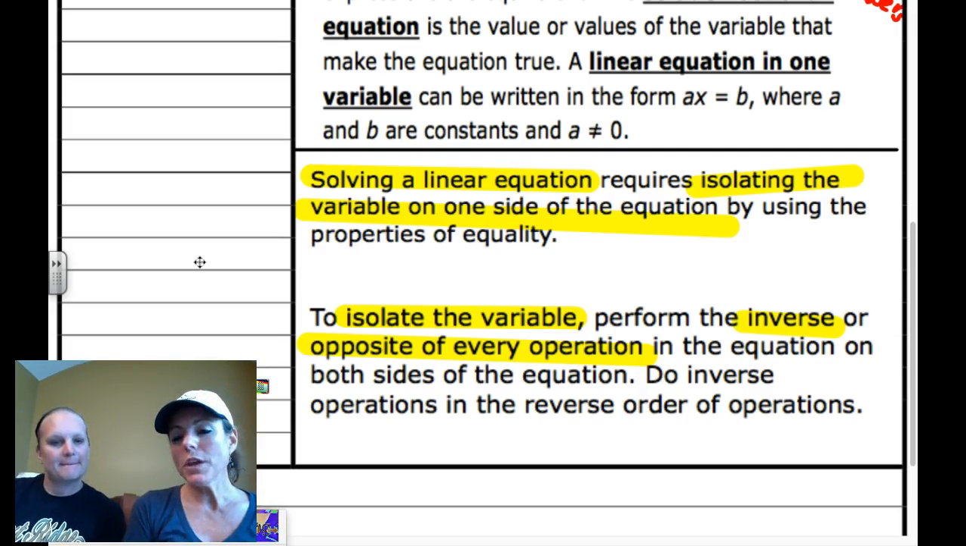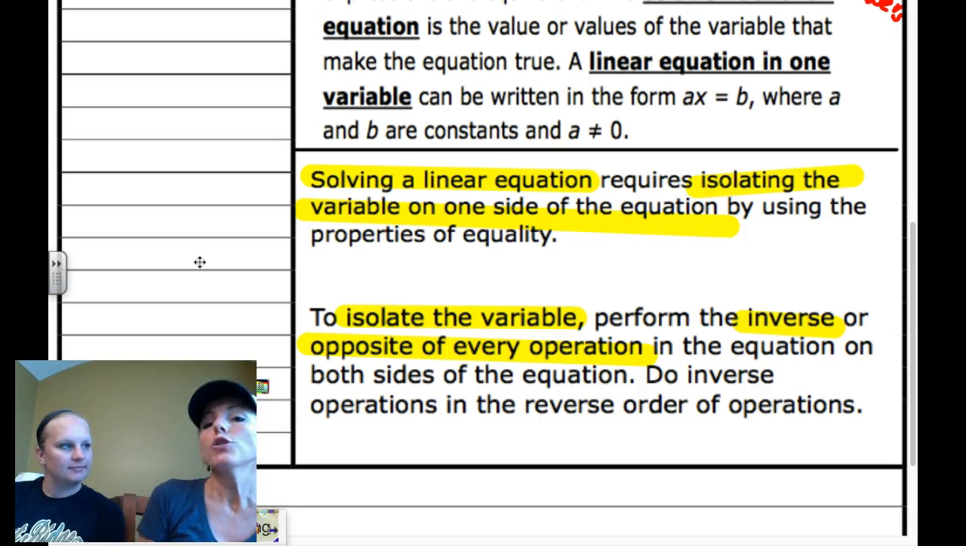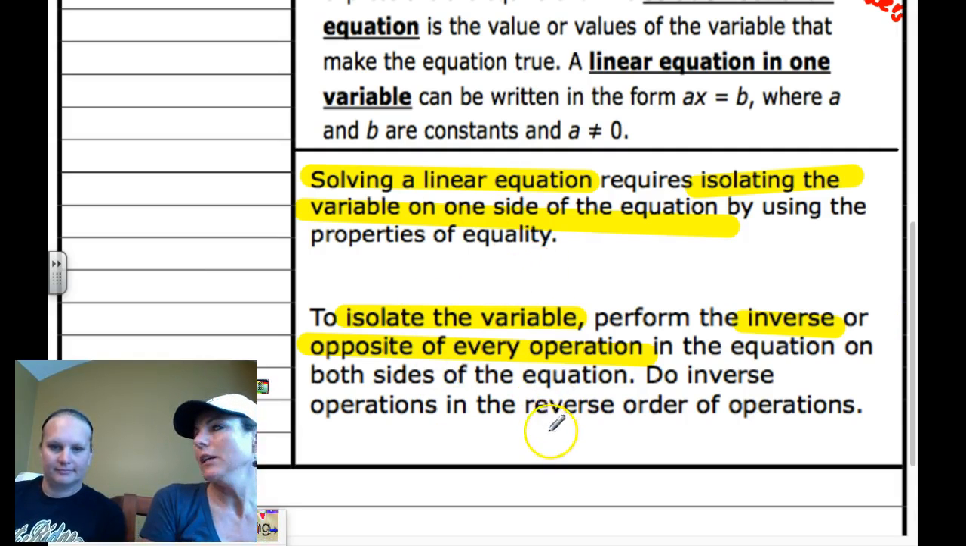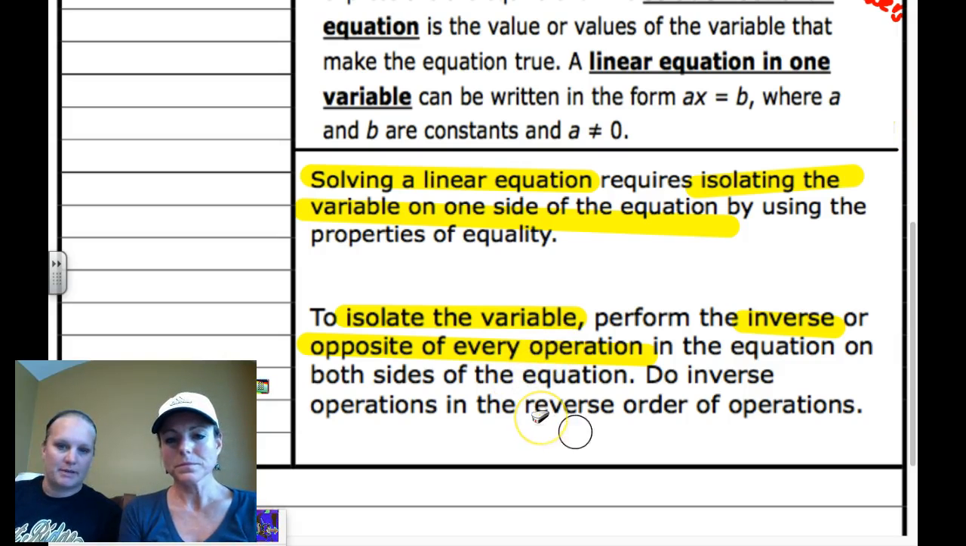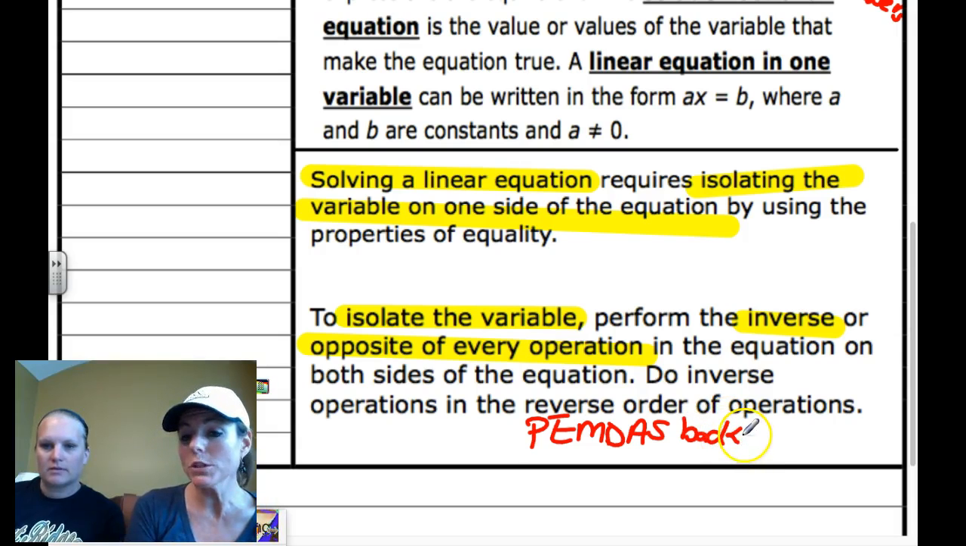Now, one more thing I want to point out. You're going to do your inverse operations in the reverse order of what you're used to. We're used to PEMDAS. So when you're solving a linear equation, you're actually going to be doing it in backwards order. So PEMDAS backwards. The adding and subtracting are going to come before the multiplying and dividing. That is so important to remember.